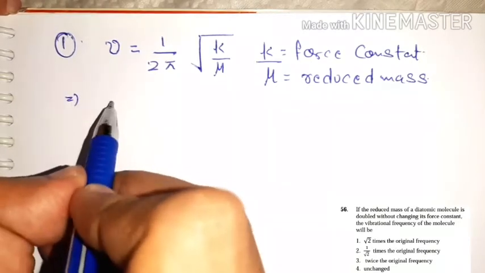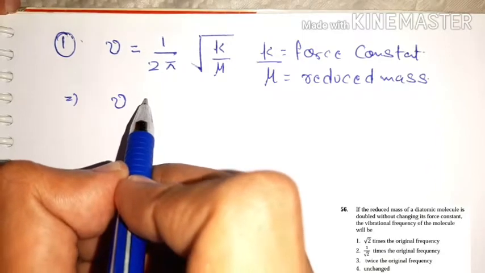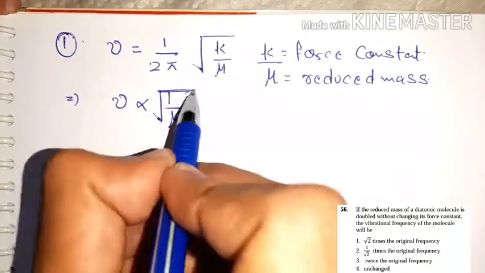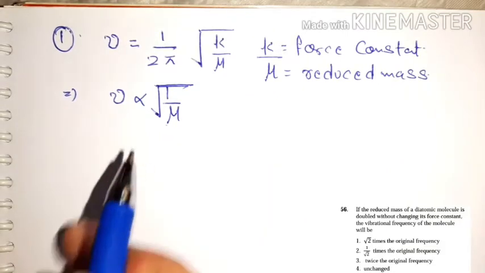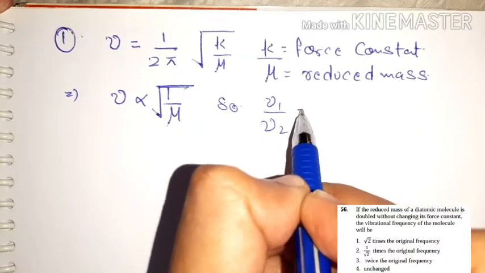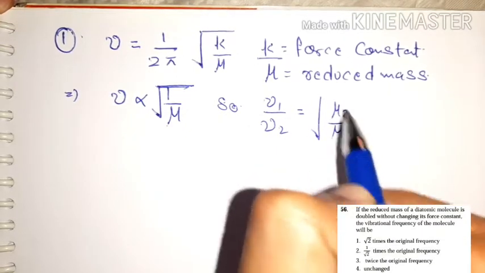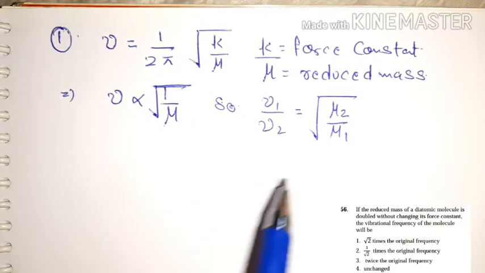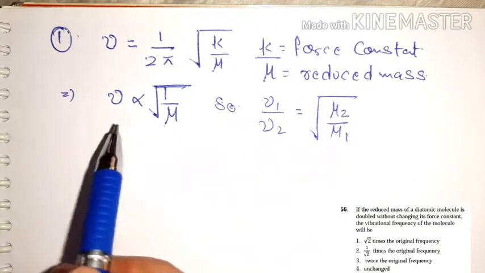Now from this relation you get the relation between force constant and vibrational frequency, that is, the vibrational frequency is inversely proportional to the square root of the reduced mass. From this relation we conclude that nu1 upon nu2 is equals to under root of mu2 upon mu1. So when we have two vibrational frequencies and two reduced masses, they can be correlated by this equation, and this equation is coming from this formula.